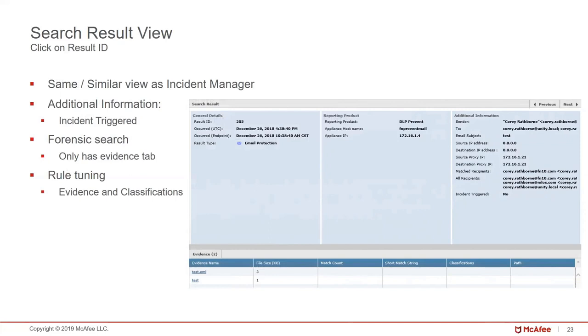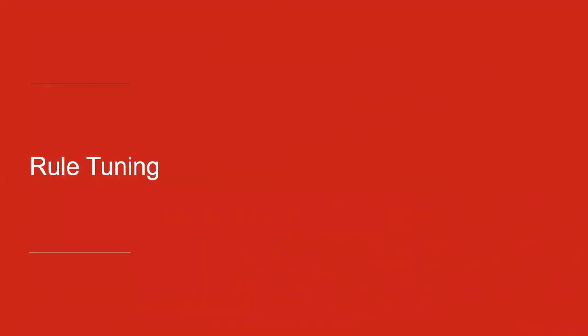It should be noted too that with a forensic search, you're only going to have the evidence tab, but if you do a rule tuning search, you'll actually have two tabs on the bottom. You'll have an evidence and a classifications tab, because as we'll see once we get to rule tuning, you're actually using classifications there as well. And so we're going to move on to rule tuning here.